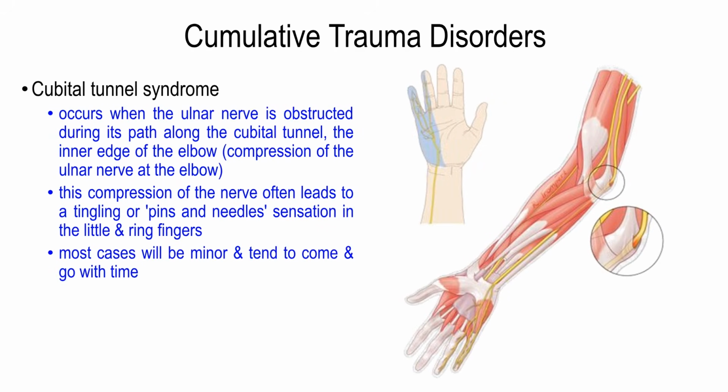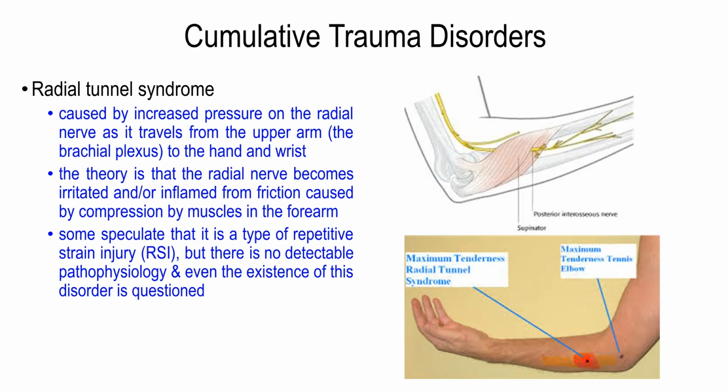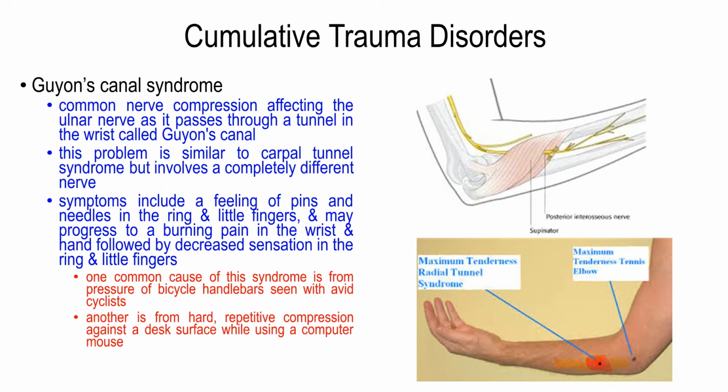Cubital tunnel syndrome is the compression of the ulnar nerve at the inner edge of the elbow. This often causes a tingling or, quote, pins and needles sensation in the little and ring fingers, but most cases are minor and temporary. Radial tunnel syndrome is caused by increased pressure on the radial nerve as it travels to the hand and wrist. It is speculated to be a type of repetitive strain injury from friction caused by muscle compression in the forearm. Guyon's canal syndrome is a nerve compression affecting the ulnar nerve in the wrist's Guyon's canal, similar to carpal tunnel but with a different nerve. Symptoms include tingling in the ring and little fingers, possibly progressing to burning pain and decreased sensation. It can be caused by pressure from bicycle handlebars or repetitive compression against a desk.